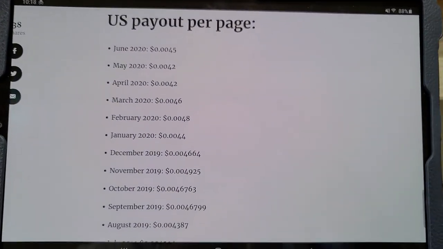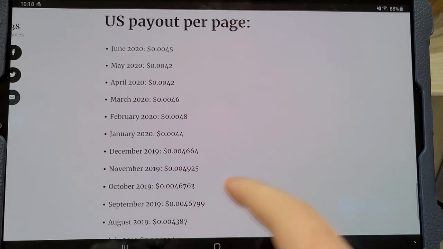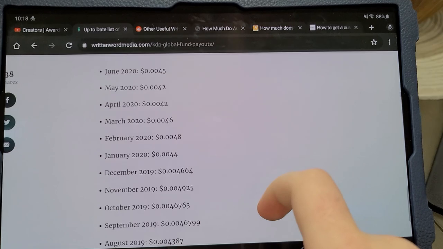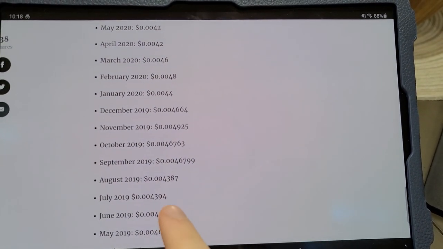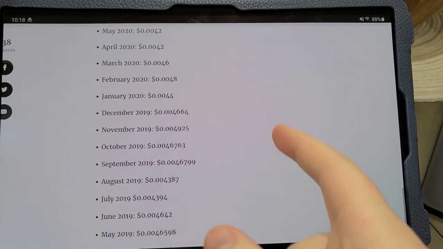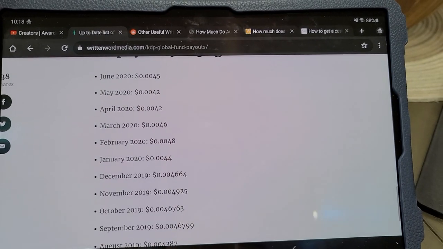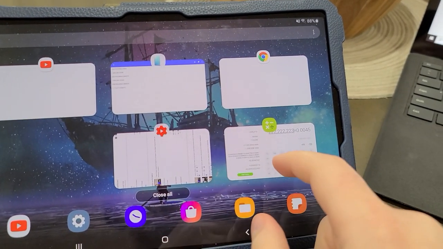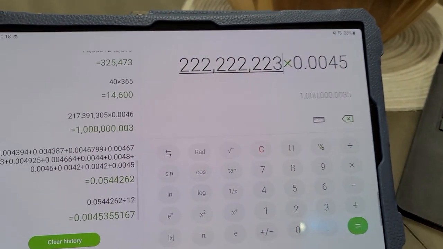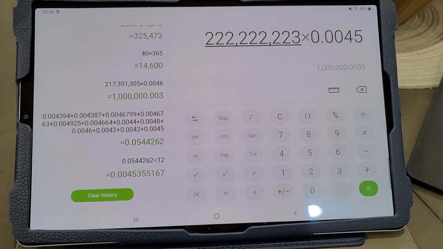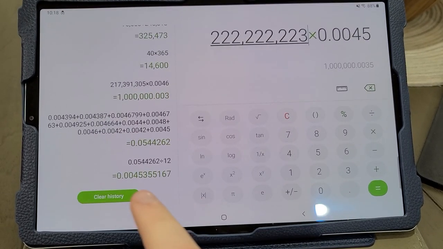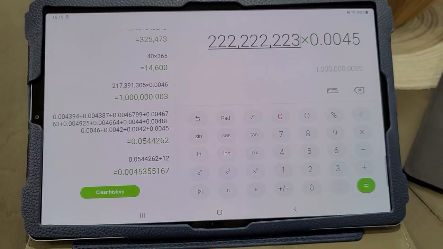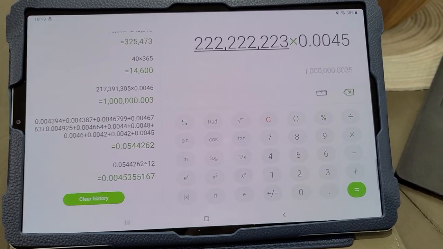So here it is. As you can see, the US payouts per page, that is per page read. They run a couple of months behind, so it's only up to June right now. So if you could see down here, I calculated from July of 2019 all the way up until June of 2020, and what I did was I divided that by 12, and this is what I got. I actually had to round up a bit. As you can see over here, it was 0.00453, whole string of numbers, basically.